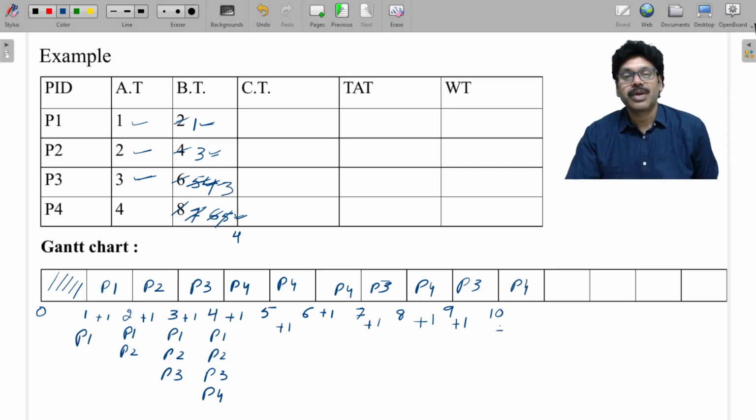It executed for 1 unit of time, up to 11, and its balance is 3. Now you observe three 3s are there: 3, 3, 3. Whenever burst times are the same, we need to take the lowest process ID. This time P2 will be given preference for 1 unit of time. Balance is 2. Next time this needs 3 and this needs 3, so P3 will be given a chance for 1 unit of time.